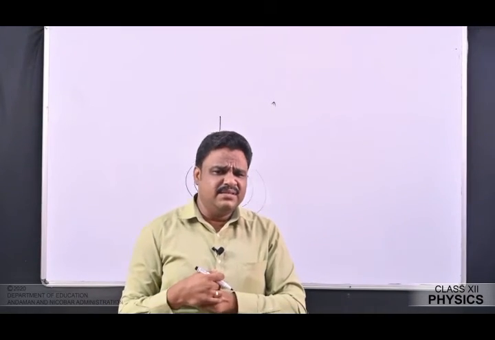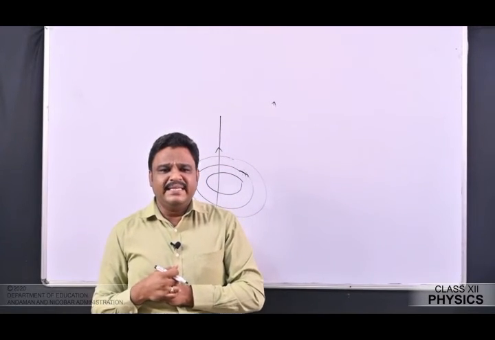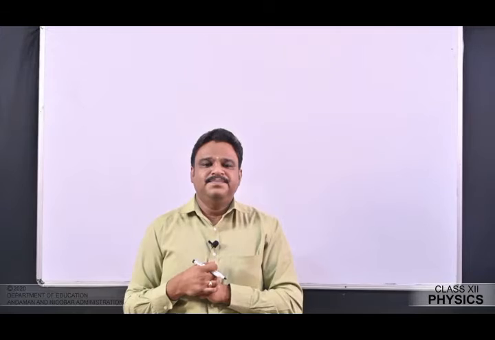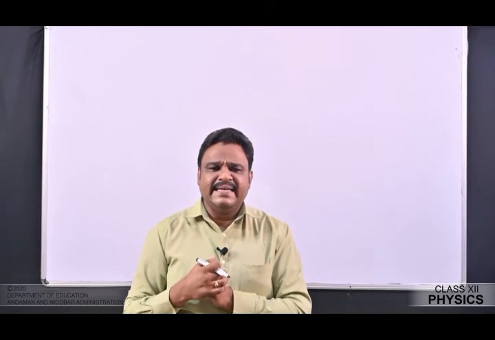Now, some most important question. My 8th question says, give two similarities between Biot-Savart law for magnetic field and Coulomb's law for electrostatic field. So the question has a little bit of a twist. You are going to establish two similarities between the magnetic field due to Biot-Savart law and the electrostatic field due to Coulomb's law. So what are the two similarities I can say?